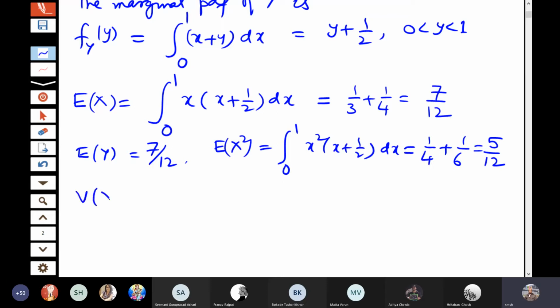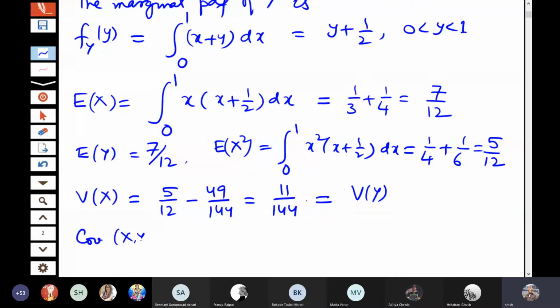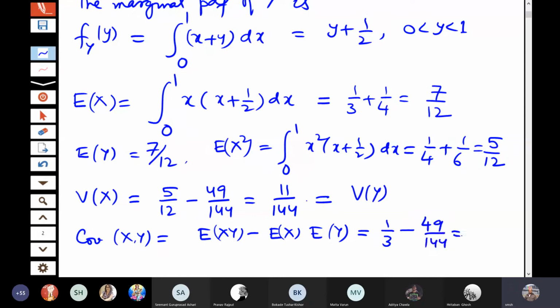So what is the variance of x? That is 5 by 12 minus 49 by 144, that is 11 by 144. Since the form of the distribution is the same, the variance of y will also be the same. So now let us calculate the covariance between x and y, that is expectation of xy minus expectation of x into expectation of y. So that is 1 by 3 minus 49 by 144, that is minus 1 by 144.